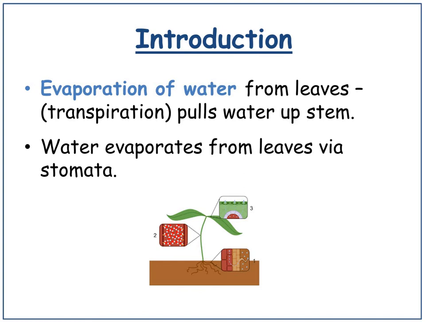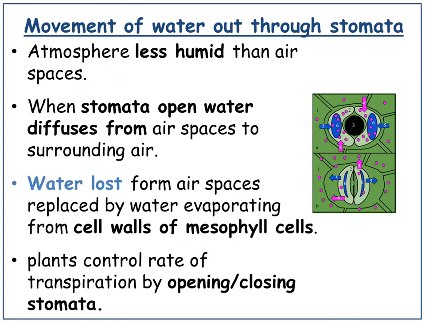And water evaporates from the leaves via the stomata. So the movement of water out through the stomata. Because the atmosphere is less humid than the air spaces, when the stomata open, the water diffuses from the air spaces to the surrounding air, which means water that is lost from the air spaces is replaced by water evaporating from the cell walls of the mesophyll cells. And plants can control the rate of transpiration by opening or closing the stomata.